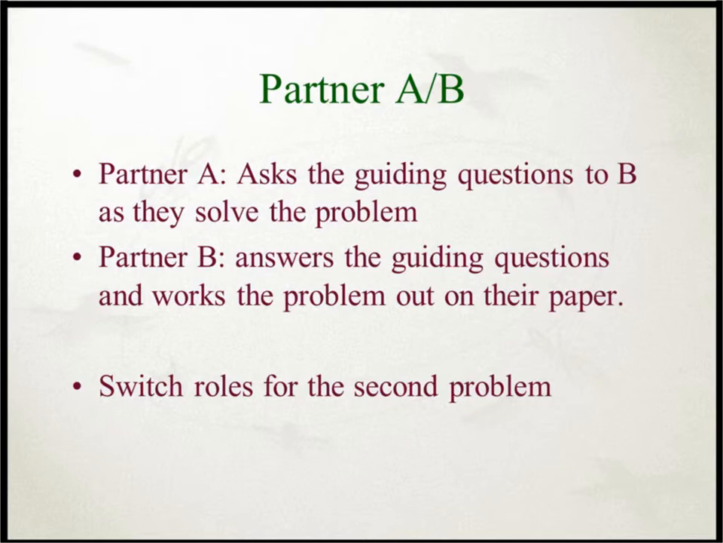So I want you to try to work with a partner, whether that be your shoulder partner or someone nearby because nobody's sitting next to you. But go through these together. There's actually 2 you-dos, and I know this is a little bit weird, so I want you working with somebody. So partner A, you ask the guiding questions to partner B as they solve the problem, especially if they get stuck. And partner B, you answer the guiding question and work the paper out on your problem. Then you're going to switch roles and do the second problem there.